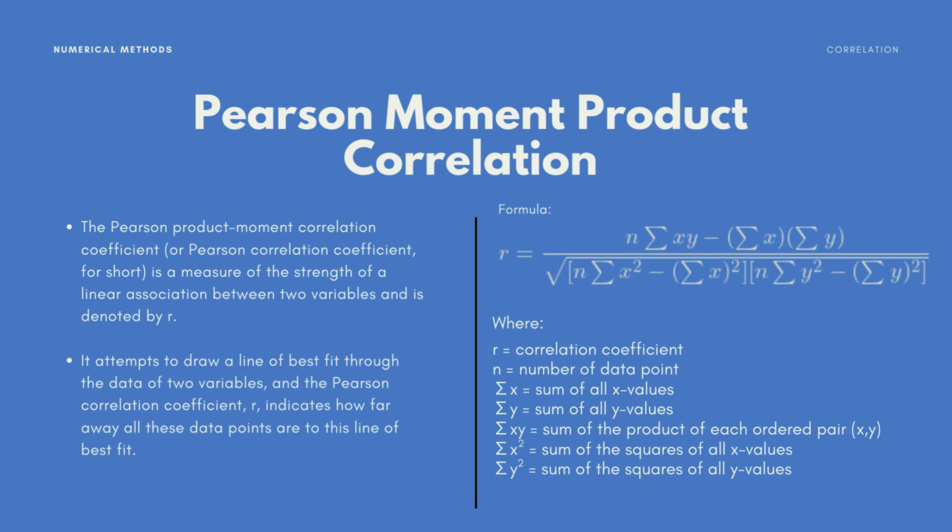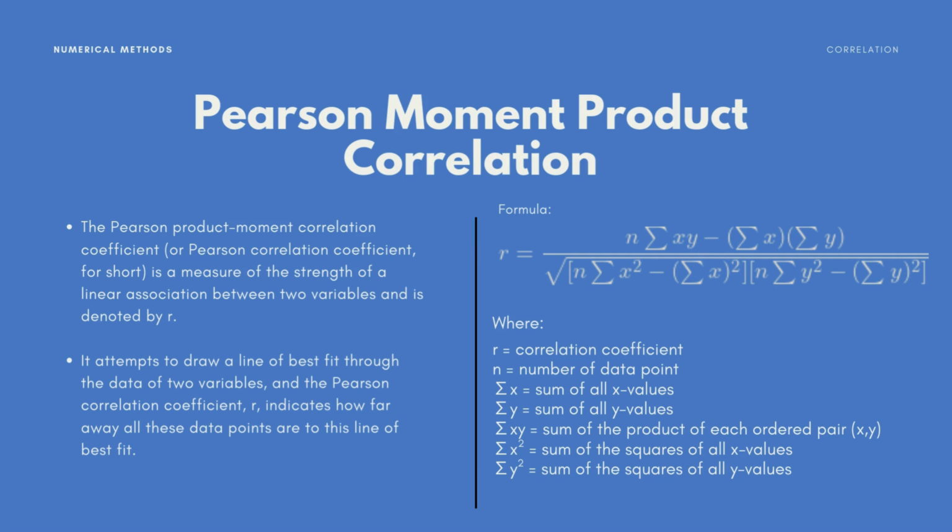So, what is Pearson correlation? The Pearson product moment correlation coefficient, or simply Pearson's r, is a statistical measure that tells us the strength and the direction of the linear relationship between two variables. It helps us answer the question: as one variable increases, does the other also increase, decrease, or stay the same?